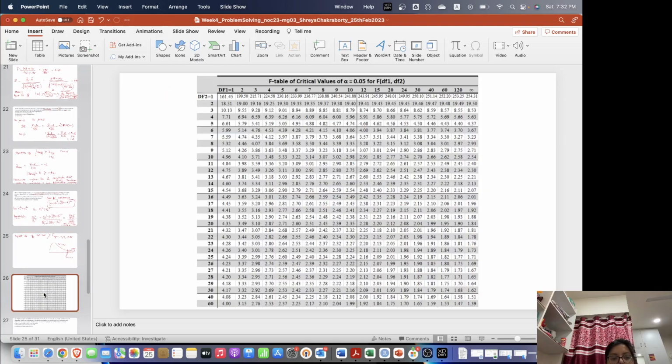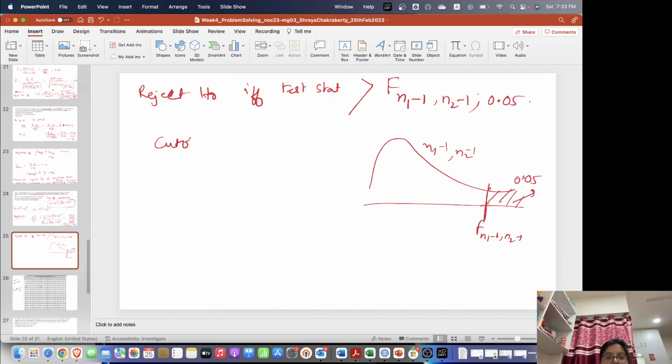So from the table we try to find out, so our n1 minus 1 is 8 minus 1, that is 7, and n2 minus 1 in the denominator is 10 minus 1, that is 9. So across rows we'll find the df 7, and for n2 minus 1 we have 9. And this is the value for alpha equal to 0.05. So the cutoff value is 3.29.